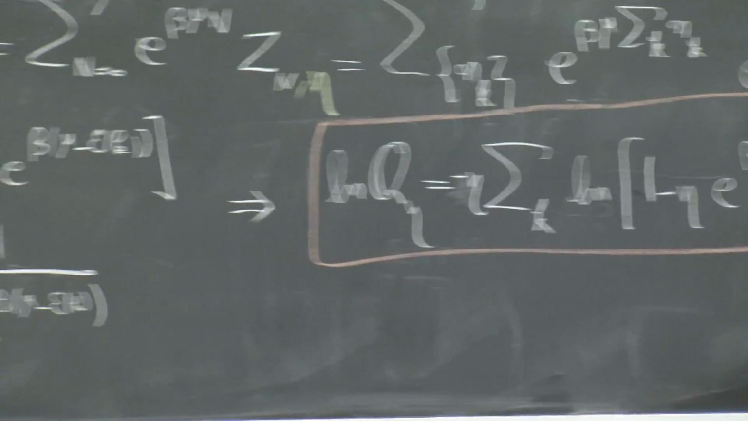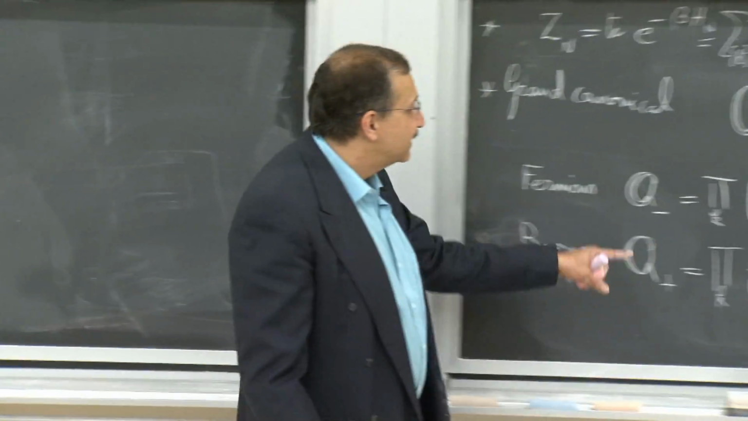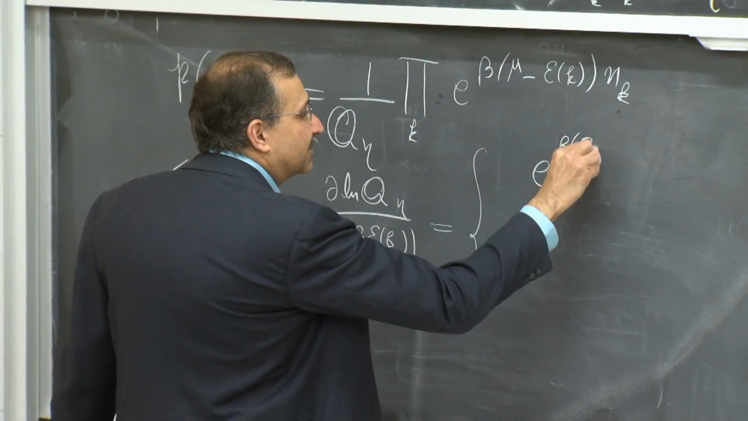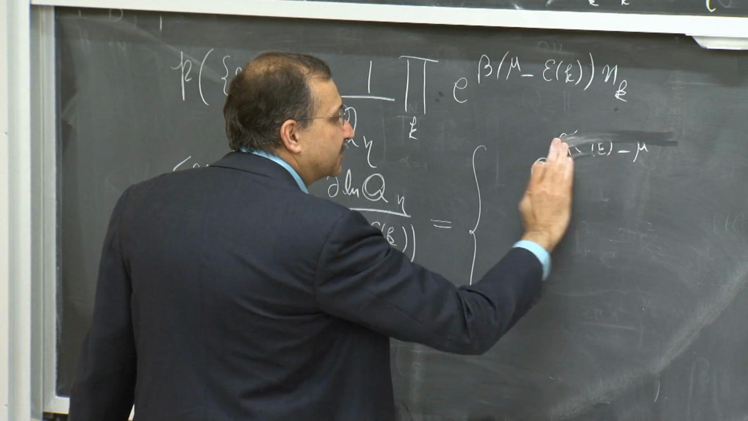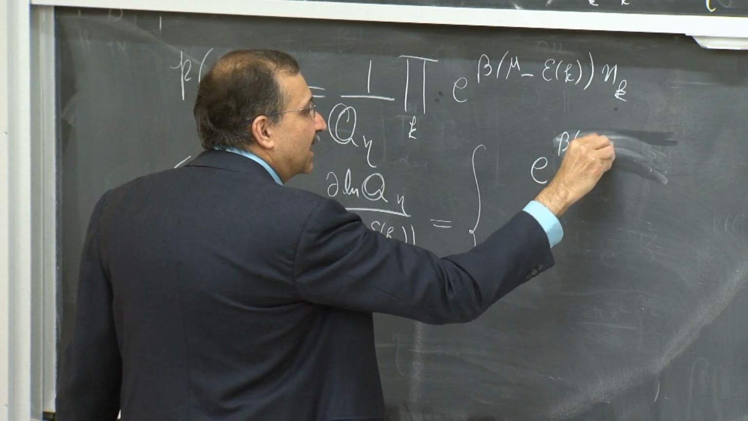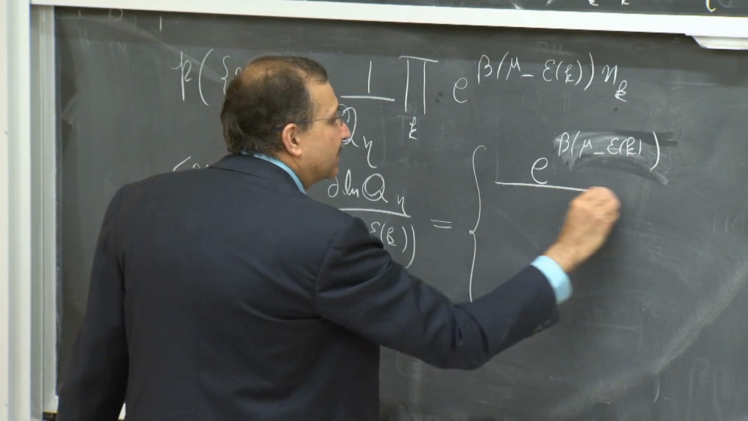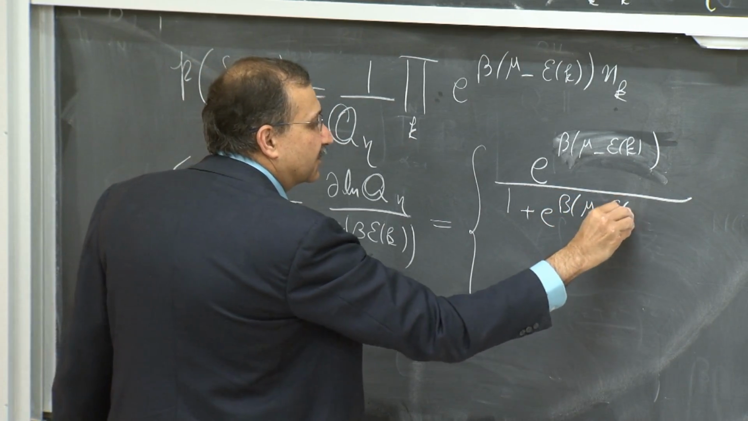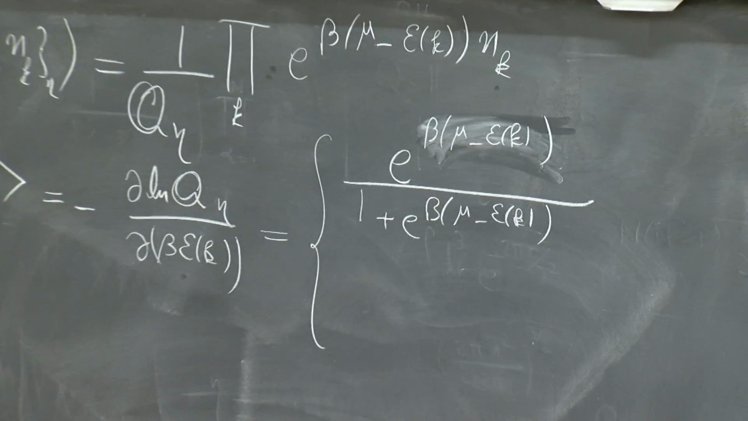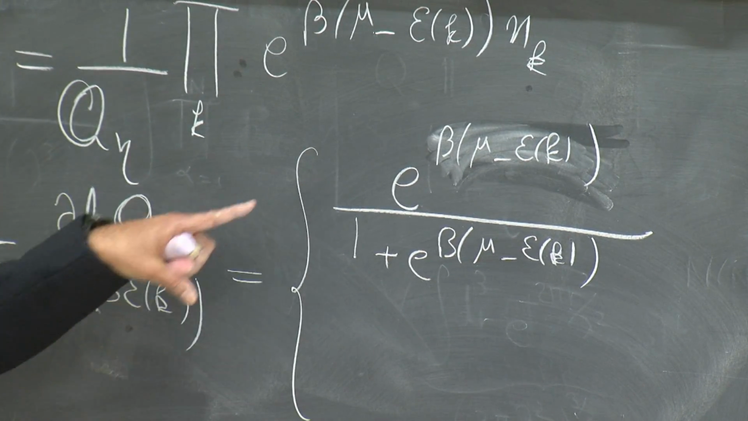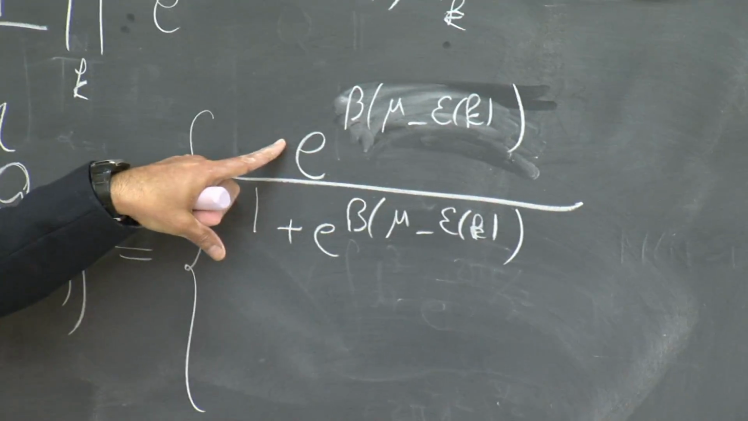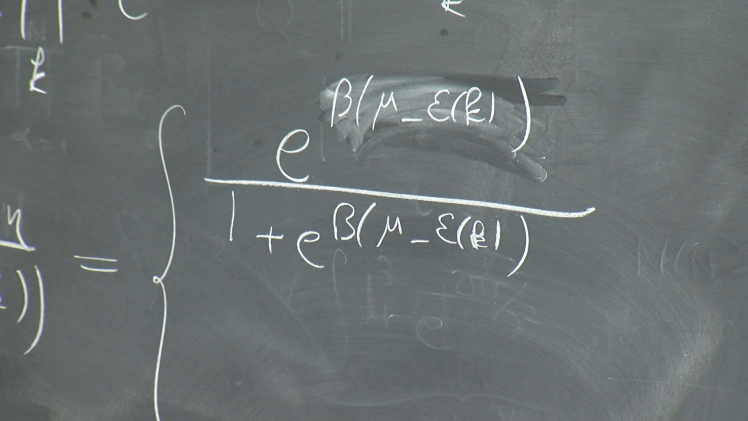Actually, for the case of fermions, really there are two possibilities. N is either 0 or 1. So you would say that the expectation value would be, when it is 1, you have e to the beta mu minus epsilon of k. The two possibilities are 1 plus e to the beta mu minus epsilon of k. So when I look at some particular state, it is either empty, in which case it contributes 0, or it is occupied, in which case it contributes this weight, which has to be appropriately normalized.